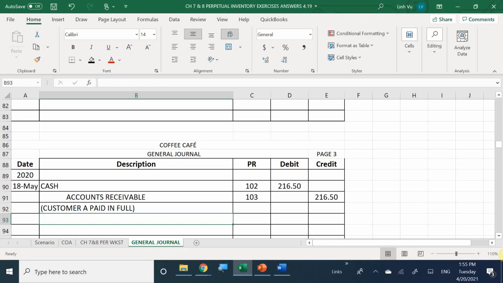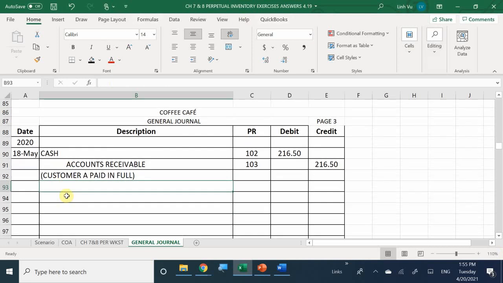So here I'm just making a note that customer A paid in full. Nothing else you need to journalize here, because all they're doing is making a payment.